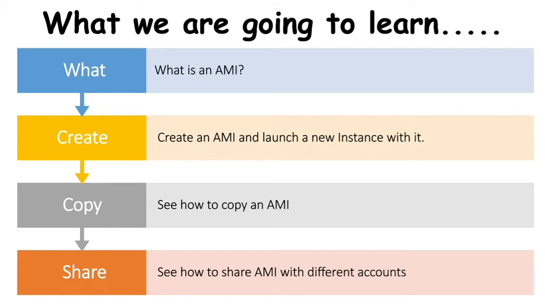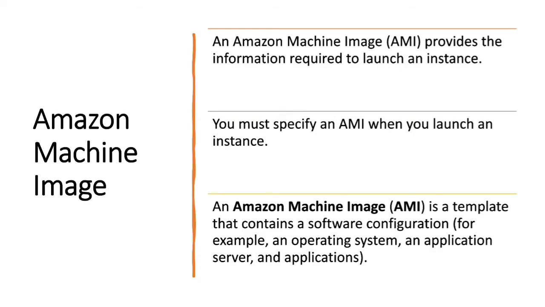The main focus will be on the hands-on, but before that, let us have a quick understanding of Amazon Machine Image, what it is, what its life cycle is and how it works. So, what is an AMI? An Amazon Machine Image, most popularly known as AMI, provides us the information that we require to launch an instance.